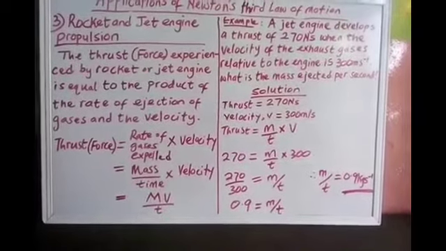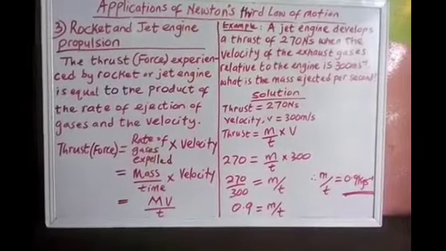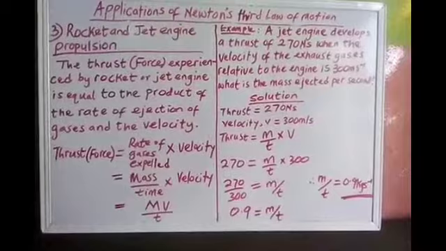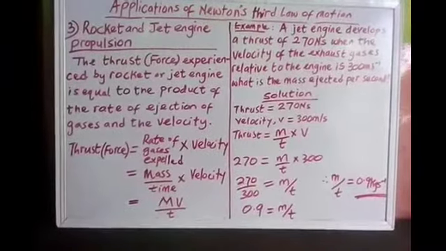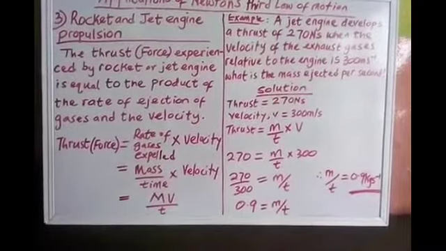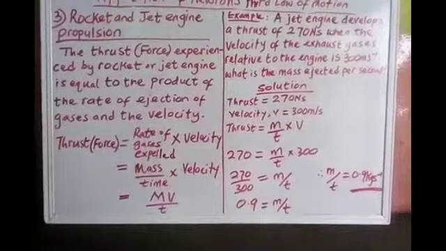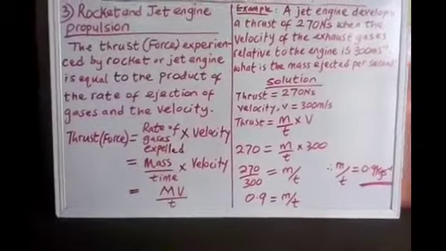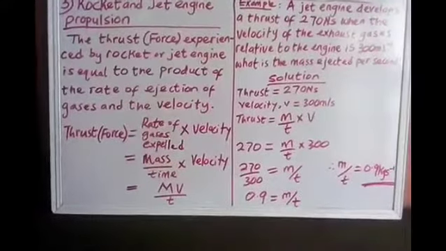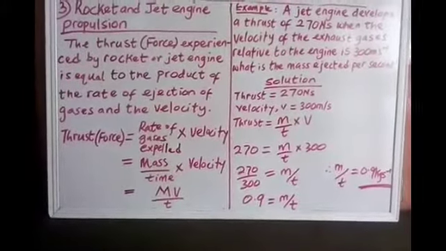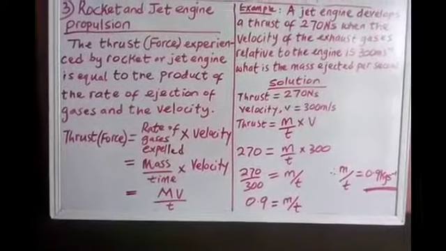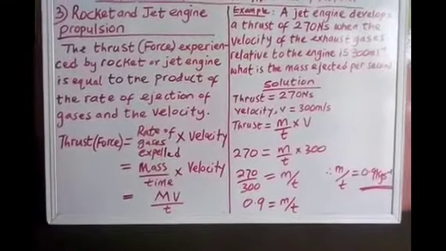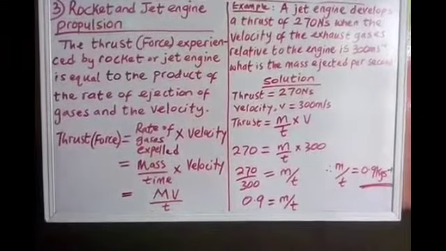Now, class, what do you think will be the suitable formula to use to solve this question? And that would be thrust equals m per t multiplied by v. The thrust, we put the thrust value there, 270 equals m per t times 300. We make m per t the subject of the formula. That would be 270 divided by 300 equals m per t. When we divide, we have 0.9. Therefore, our m per t equals 0.9 kg per second.